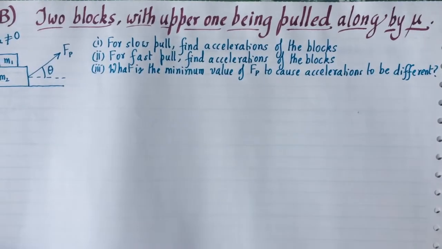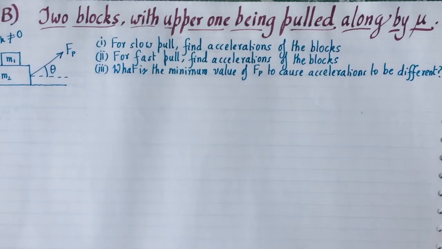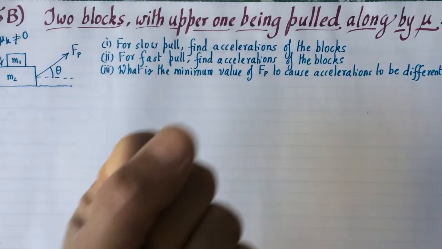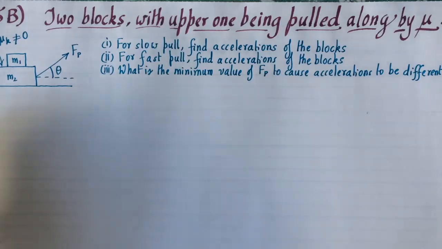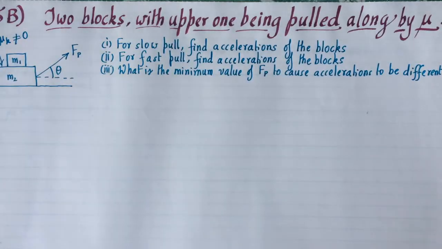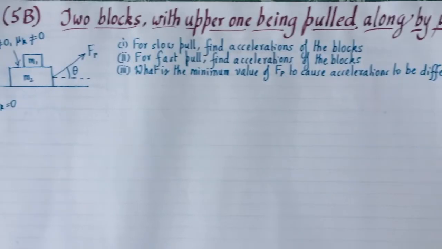So if you're familiar with the party trick of pulling a tablecloth from under a wine bottle, if you pull it out really fast, the wine bottle will more or less remain where it is on the table. So that is what you can expect. You can expect that the lower block will move while the upper block will move less. So the accelerations are going to be different. And then what's the minimum value of the force that will cause the accelerations to be different? That's a critical value. So let's solve this problem.